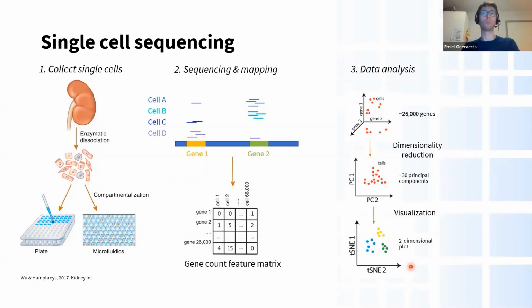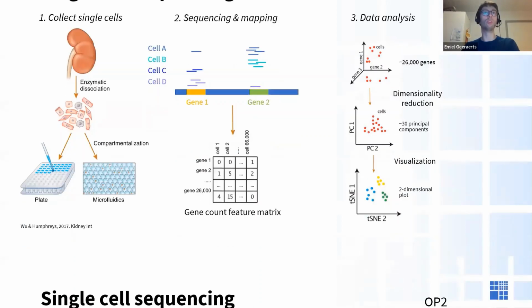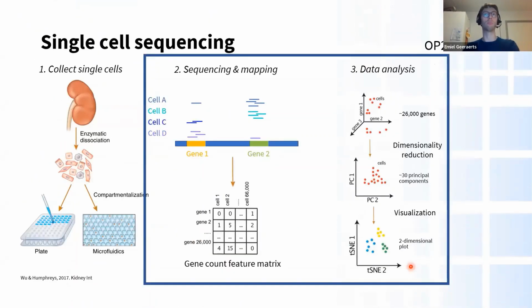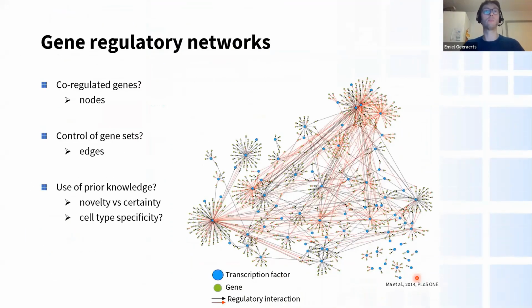I can talk much more, but I'll move to gene regulatory networks in a bit, after I've highlighted that the sequencing and mapping step and the data analysis step, if this sounded very complicated, is also very much within scope for our OP² platform that Matthias highlighted, and it can take care of all these complicated steps for you in just a few clicks.